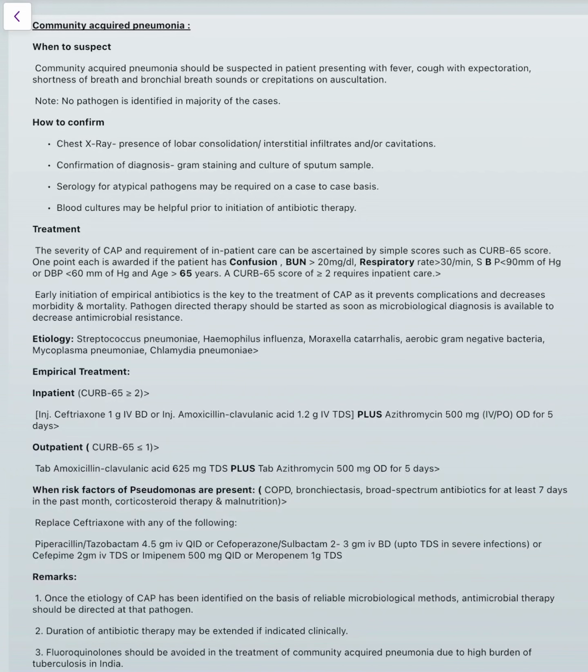Minister again. Let us now discuss the antibiotic approach to various infections. First we'll start with the respiratory system. The first infection is CAP, that is community acquired pneumonia. When do you suspect a CAP? The patient presents with fever, cough with expectoration, shortness of breath, and bronchial breath sound or crepitations on auscultation.